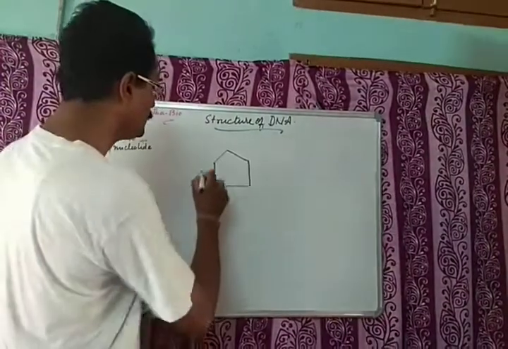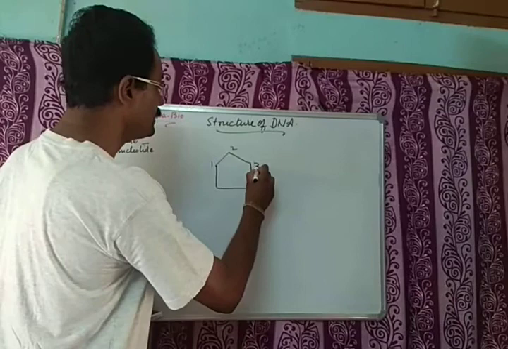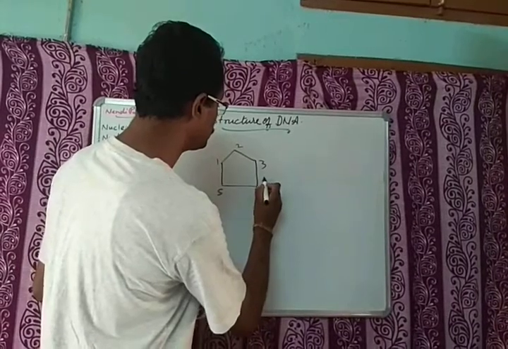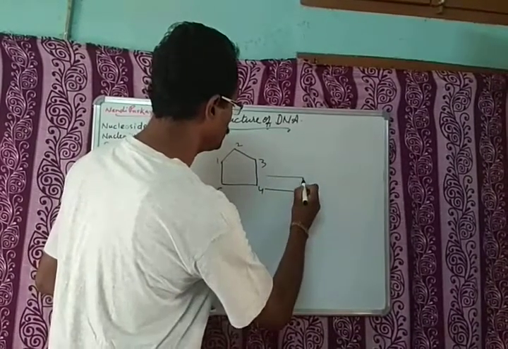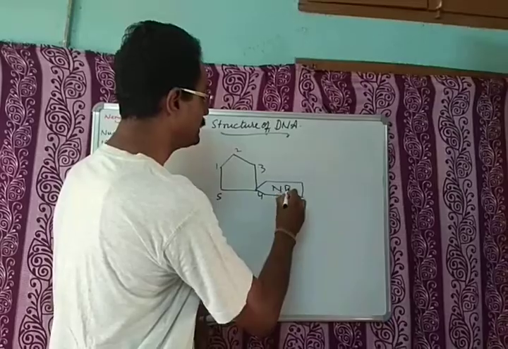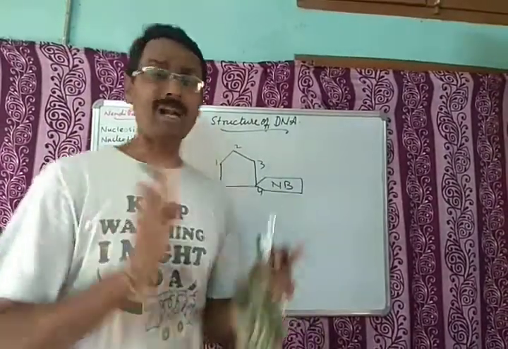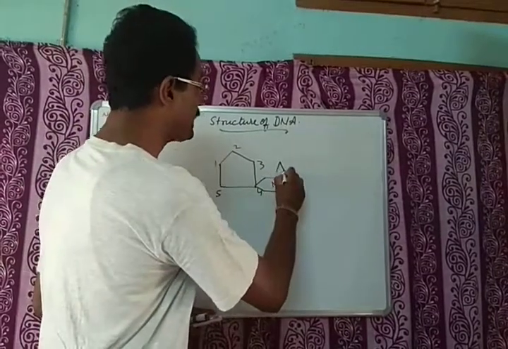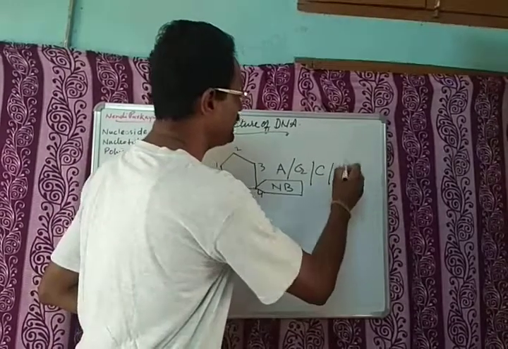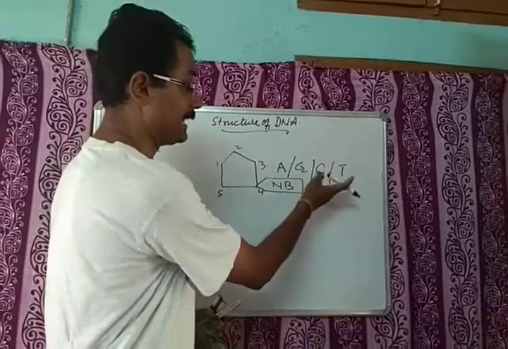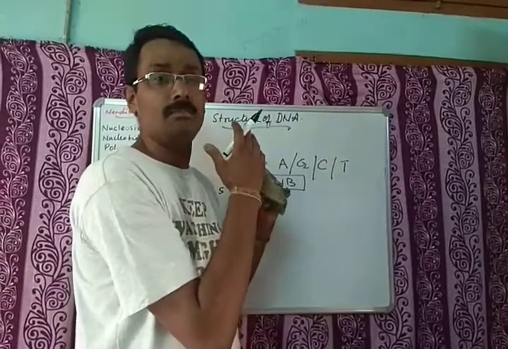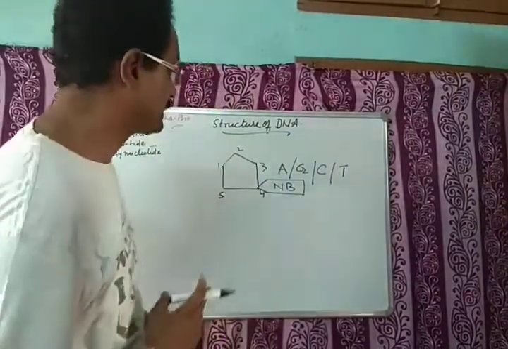This is a pentose sugar. In case of DNA, it is called deoxyribose sugar. When a pentose sugar unites with a nitrogenous base, this nitrogenous base, NB, can be any one of the nitrogenous bases. What are the nitrogenous bases? It can be adenine, guanine, cytosine, or thymine in case of DNA. Thymine, T, is replaced in RNA by uracil.